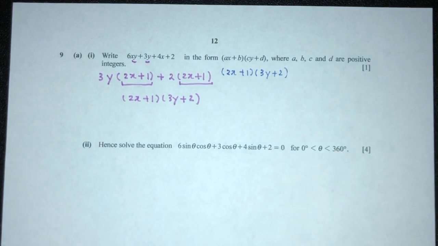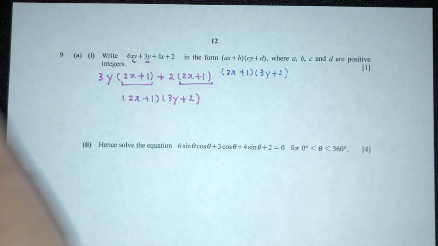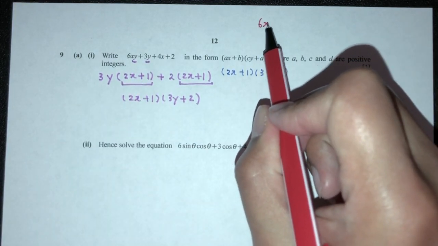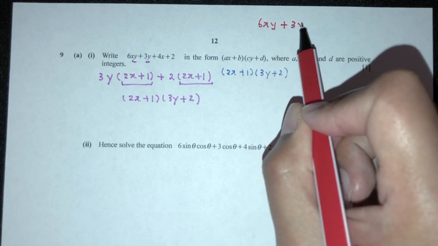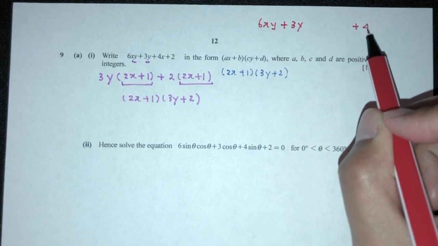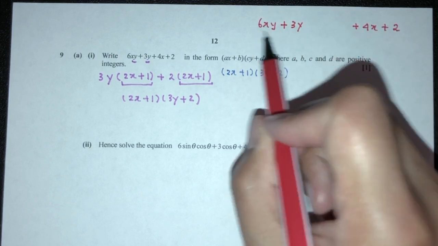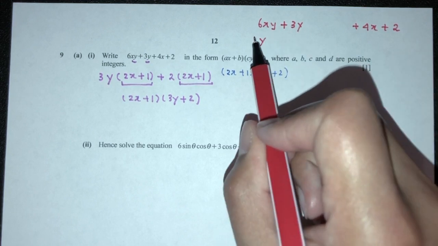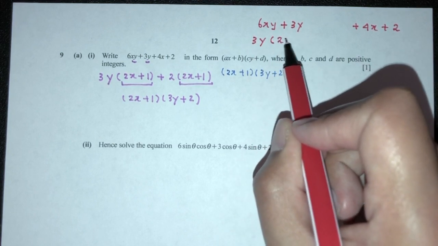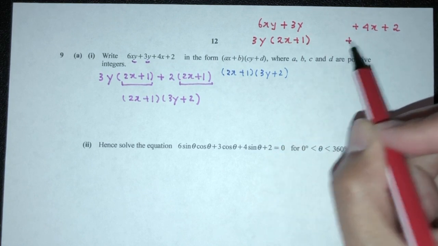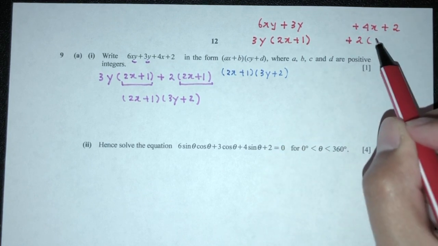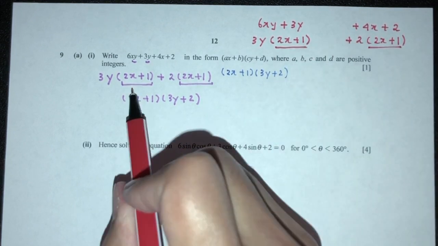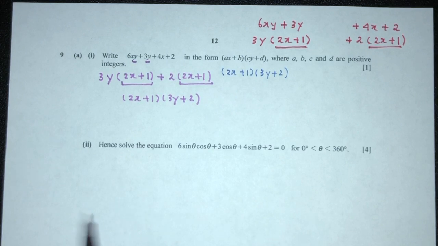So I hope it makes sense, because if you realize here, what we did is pretty easy. We broke this down into two pieces. For example, I wrote 6xy plus 3y, and then space 4x plus 2. Now we'll look at this first and this afterwards. So for this one, we can see common we have y, common we have 3. Remaining will be 2x plus 1. Right, here we have plus. Common we have 2. That will be 2x plus 1. But then these two are the same. We can also refactorize again. You will have this as your answer. That is part 1 of your question.